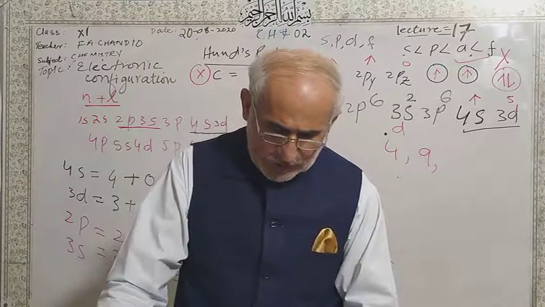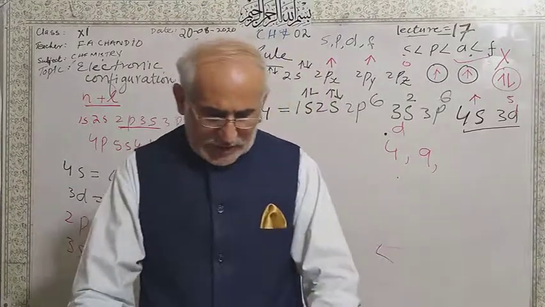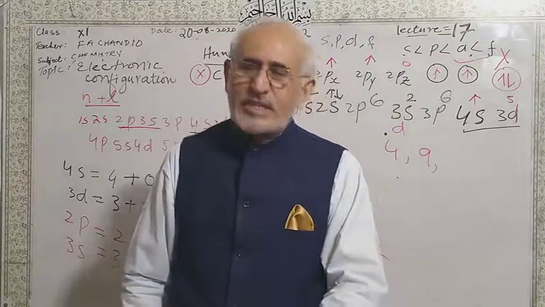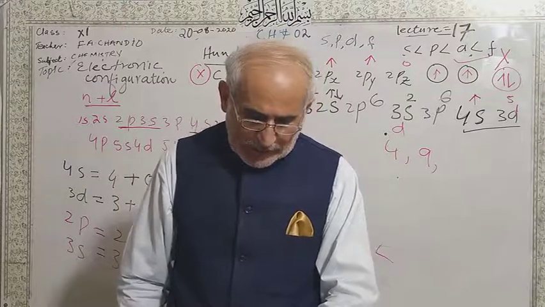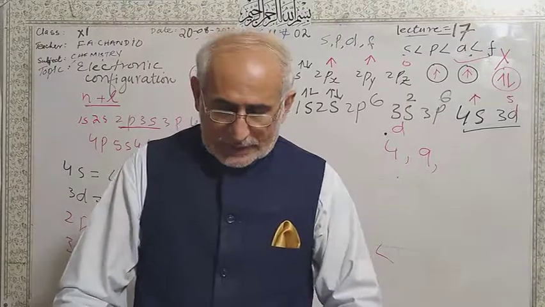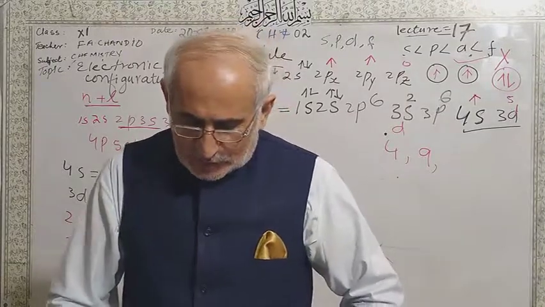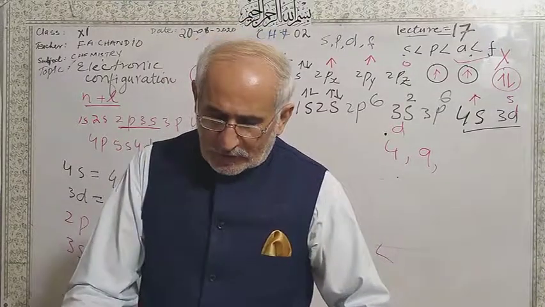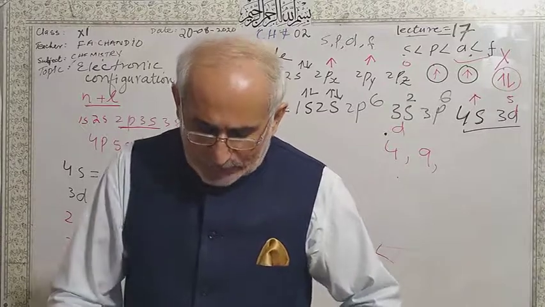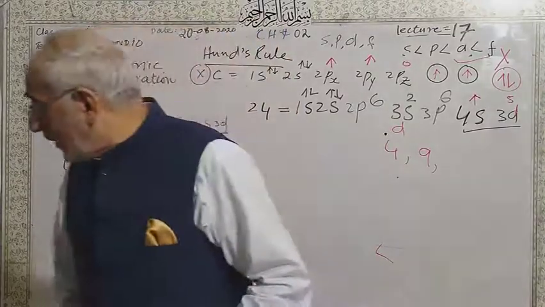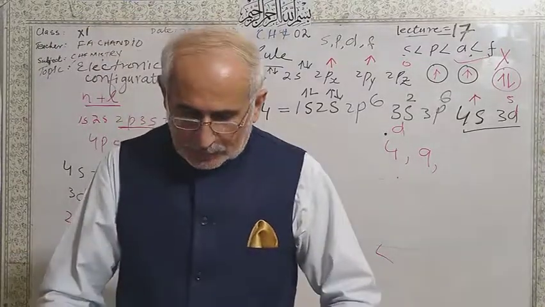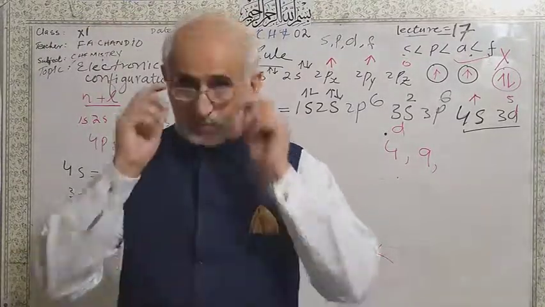Those substances which are attracted by the magnetic field are called paramagnetic. Such substances contain unpaired electrons: sodium, hydrogen, iron, oxygen. Diamagnetic substances are those which are not attracted towards the magnetic field or weakly repel it. Such substances contain only paired electrons, for example helium.